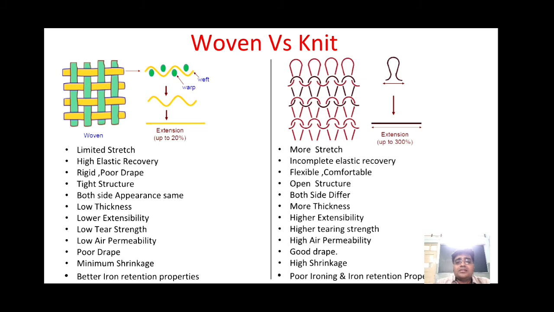So we have seen the stretch. Extensibility is very low in the case of woven fabric. In the case of knitted fabric, these are very highly extensible fabrics. Then we come to another point: low tear strength and higher tear strength. Now tear strength means the strength required to tear the fabric.